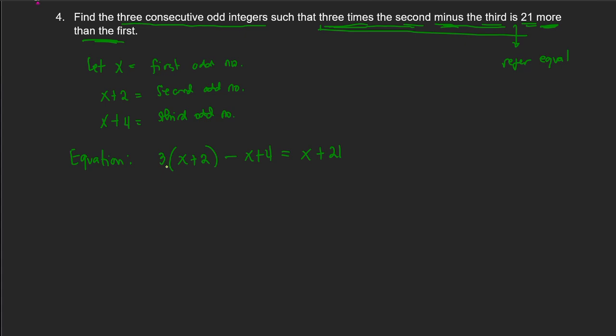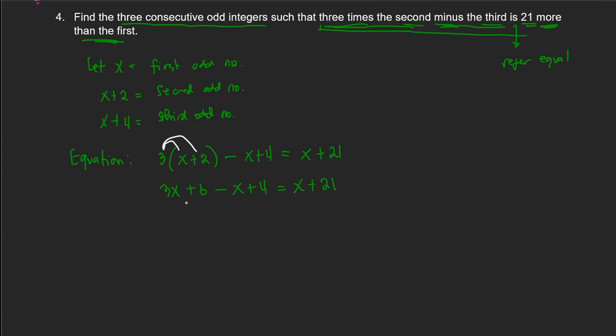So first, you have to distribute this one here. So we have 3 times x, 3 times 2. Okay? So 3 times x, that is equal to 3x. 3 times 2, that is equal to 6. You subtract negative x plus 4, copy x plus 21. Okay? Then, dito na part, anong gawin natin?